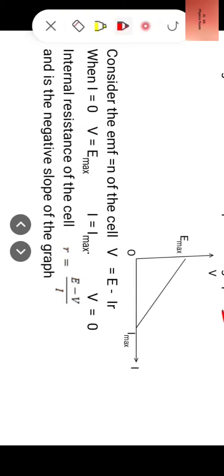Consider the EMF equation of the cell. V equal to E minus IR. When I is 0, V is equal to E max, and when I is equal to I max, V is equal to 0. Now internal resistance of the cell R is equal to E minus V by I, and is the negative slope of the graph.